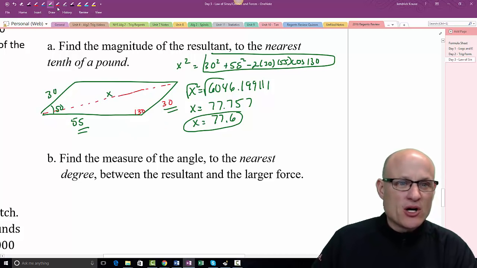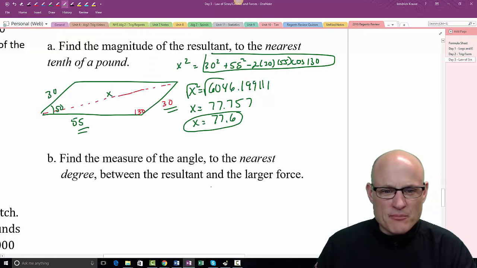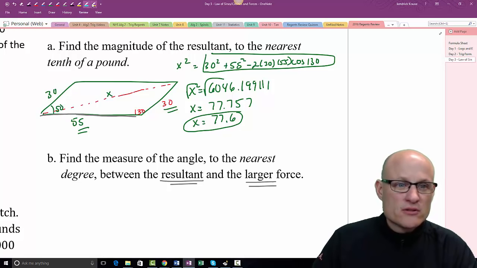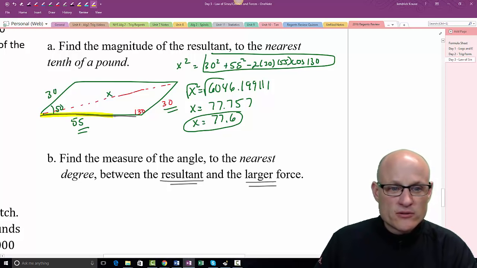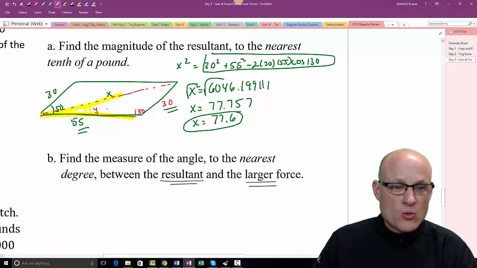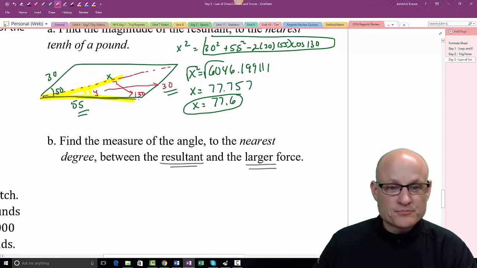The second part asks you to find the angle between the resultant and the larger force. Well, this is the larger force, this is the larger force, and this is the resultant. So they're looking for this angle right here. We're going to call that angle y. Y is opposite 30. X, which we now know, is opposite that.